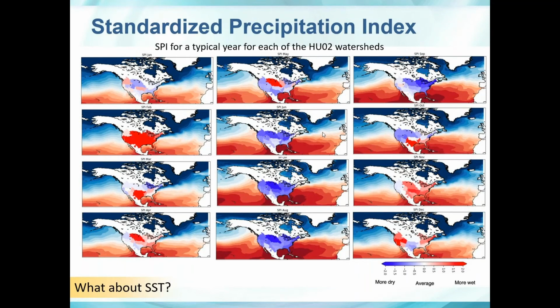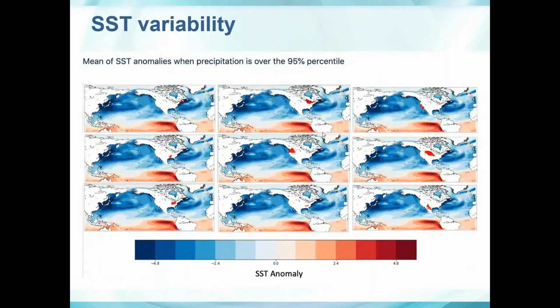Okay, so this gives us a good look at the precipitation, but what about sea surface temperature? One of the first things we did to look at sea surface temperature was plot the sea surface temperature anomaly when the precipitation in each of these watersheds, so these are the areas I've marked in red in the figure. And this isn't showing all of them, but it's just to give you a general idea of what it looks like.